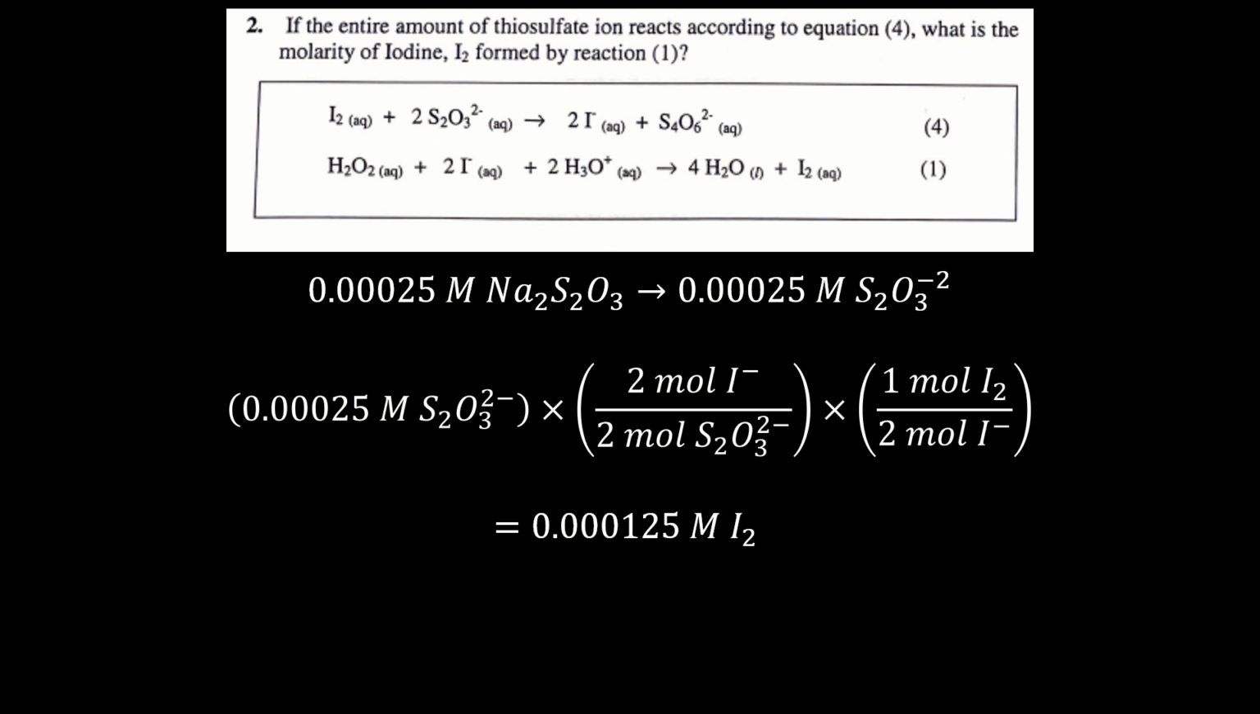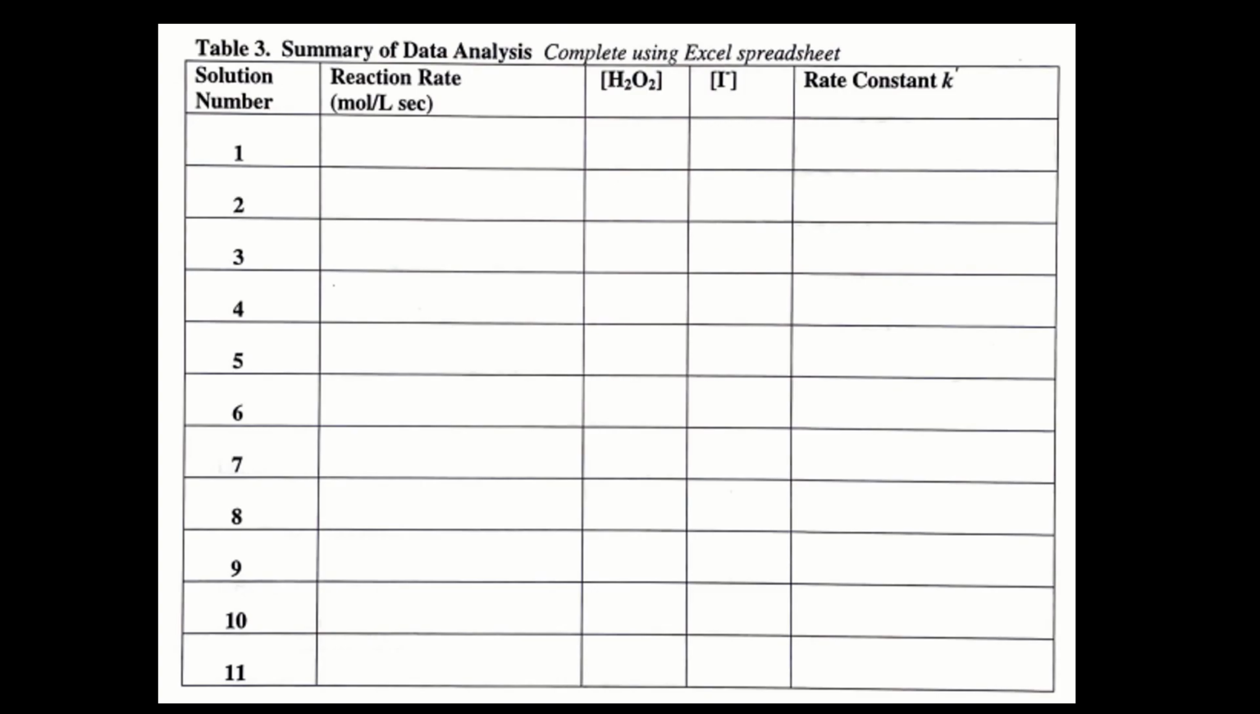And if we continue on into using information from chemical reaction 1, what we see is that for every 1 mole of molecular iodine that is formed, we need 2 moles of iodide ion. So using the mathematical calculation set up in the middle, what we should get is a molarity of I2 being 0.000125 molar molecular iodine. And then you would fill in that math for that box.